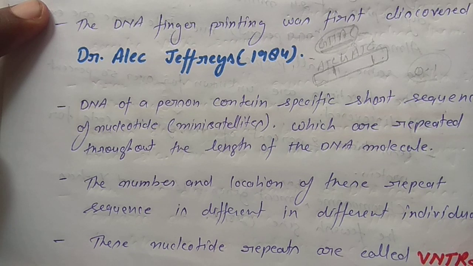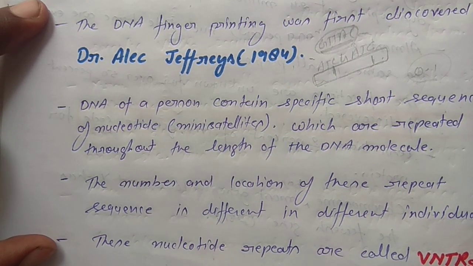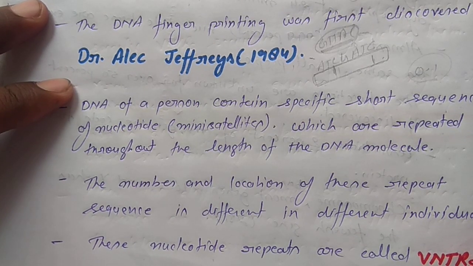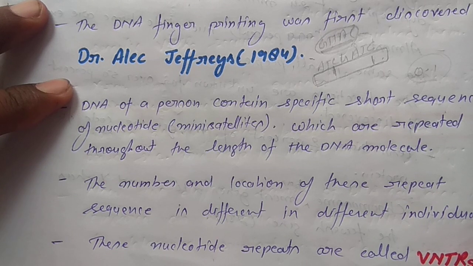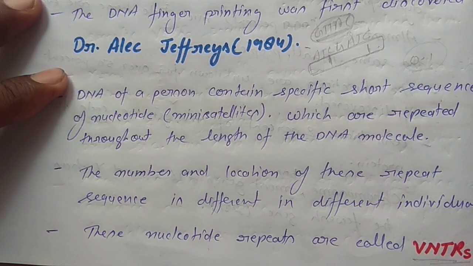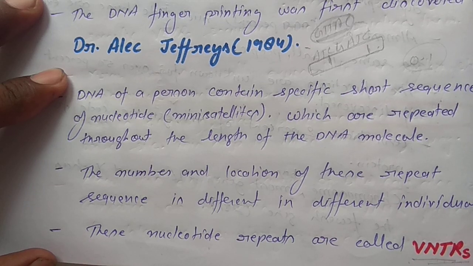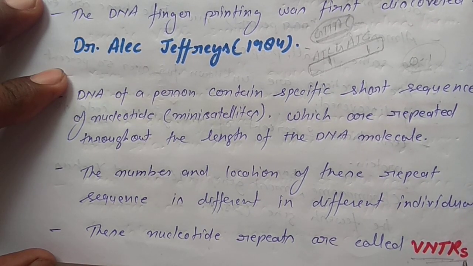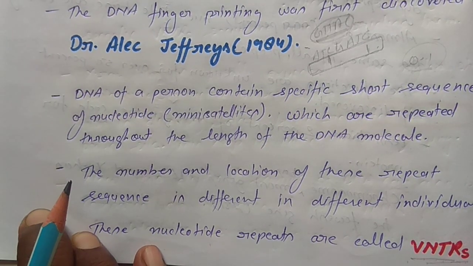Okay, these repeated nucleotides are called VNTR. Its full form is variable number of tandem repeats. Variable number of tandem repeats means a repeated nucleotide sequence.